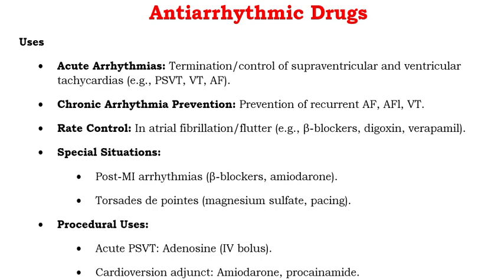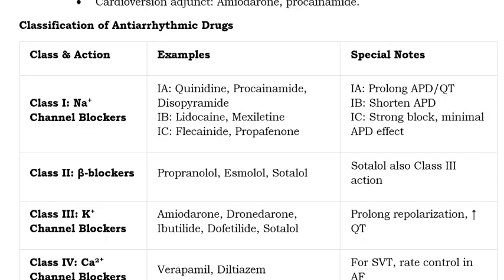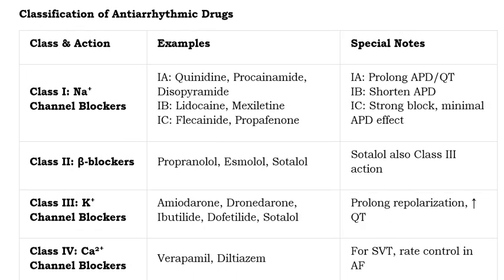Let's talk classification. The Vaughan Williams system sounds foundational. Oh, it absolutely is. It's the standard way we group these drugs. It's based mainly on how they affect the heart's electrical activity, specifically the action potential, four main classes. Right. Let's start with class I, sodium channel blockers. What's the deal there? So class I drugs block the fast sodium channels in the heart cells. This mainly slows down that initial rapid electrical spike, phase 0, and slows how fast the impulse travels. But it's split into three subclasses: IA, IB, and IC.